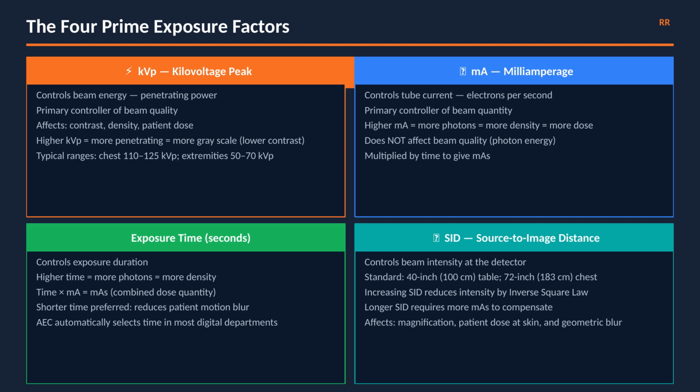And SID, source to image distance. Controls beam intensity at the detector by the inverse square law. Standard table SID, 40 inches. Chest, 72 inches.